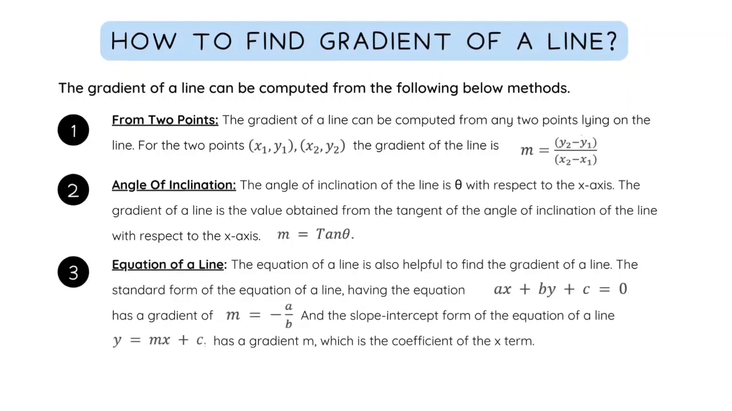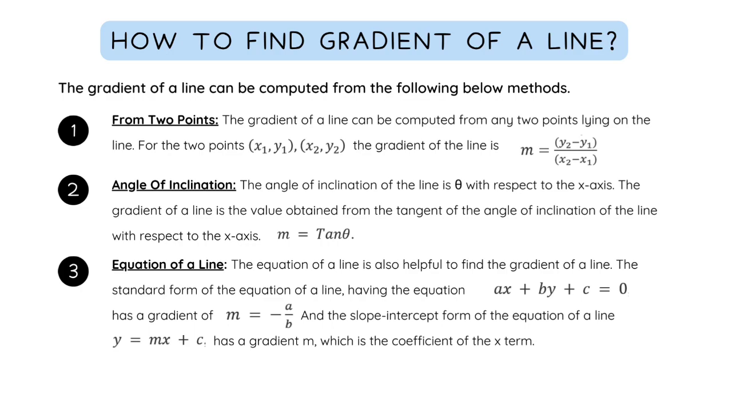How to find a gradient of line? The gradient of a line can be computed from the following methods. First, from 2 points, the gradient of a line can be computed from any 2 points lying on the line. For the 2 points x1, y1, x2, y2, the gradient of the line is m equal y2 minus y1 over x2 minus x1.